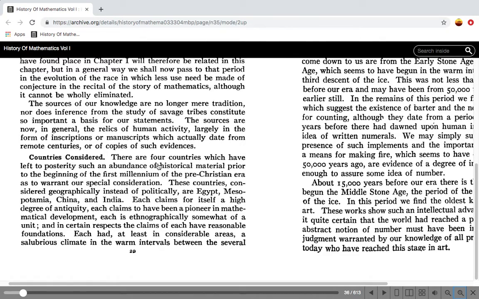Countries considered. There are four countries which have left to posterity such an abundance of historical material prior to the beginning of the first millennium of the pre-Christian era as to warrant our special consideration. These countries, considered geographically instead of politically, are Egypt, Mesopotamia, China, and India. Each claims for itself a high degree of antiquity. Each claims to have been a pioneer in mathematical development. Each is ethnographically somewhat of a unit, and in certain respects the claims of each have reasonable foundations.